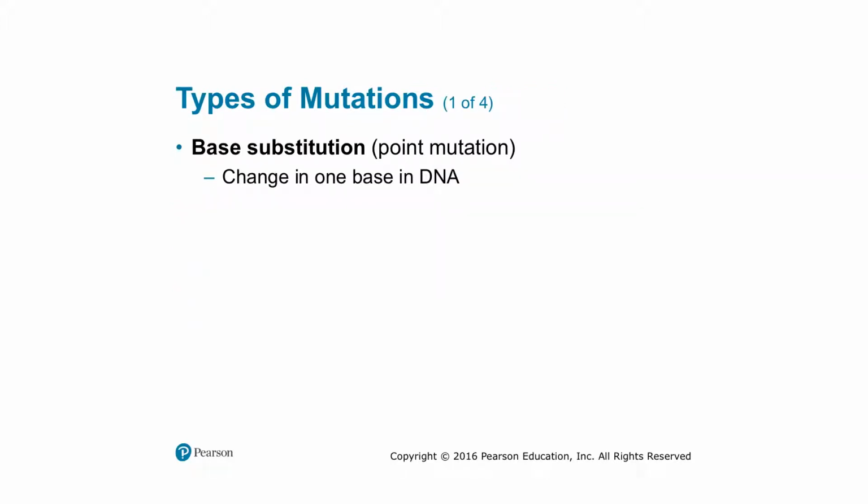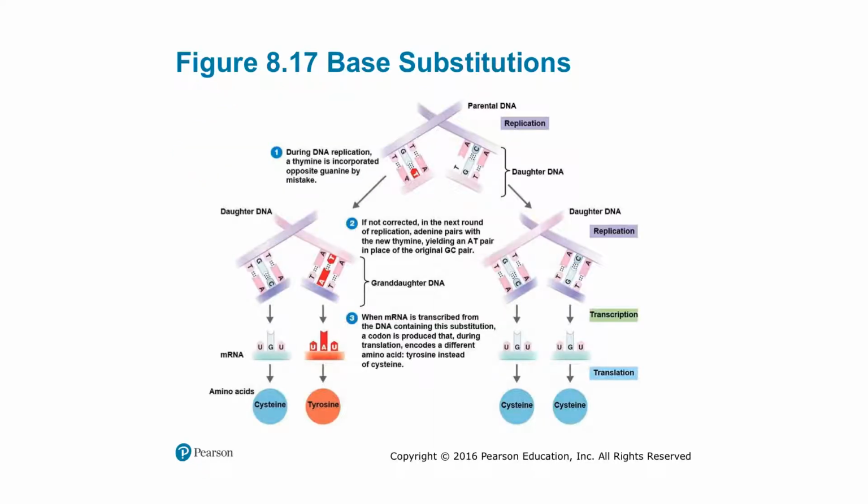And so base substitution is the change in one base of DNA, or what we also call a point mutation. What's happened here is during DNA replication, a thymine is incorporated opposite a guanine by mistake. If not corrected, in the next round of replication, the adenine pairs with a new thymine, yielding an AT instead of a CG. And so when the mRNA is transcribed from the DNA, we could get a different codon. In this case, instead of cysteine and cysteine, we'd have a cysteine, then a tyrosine.